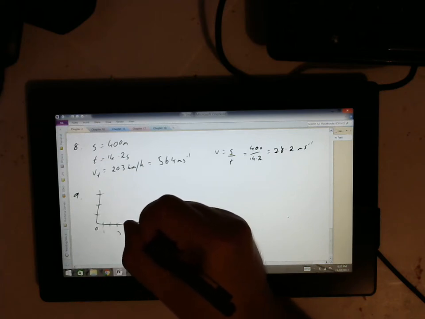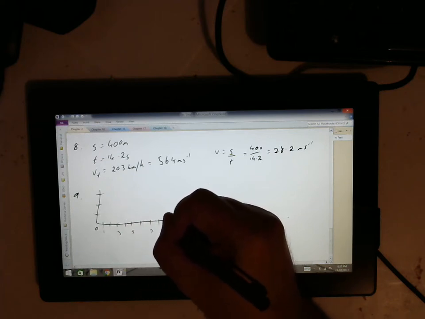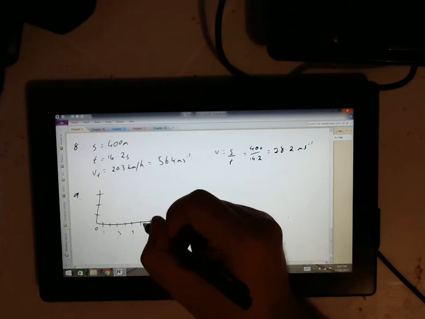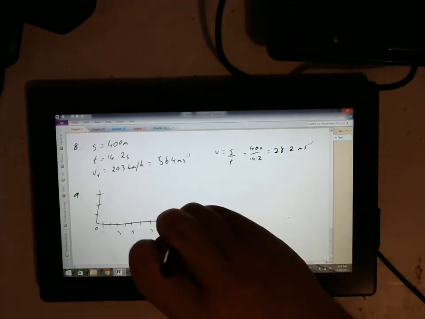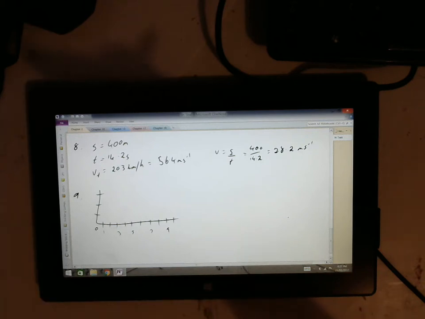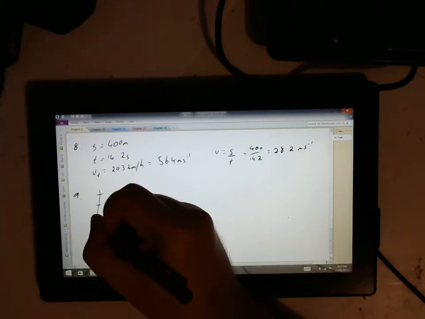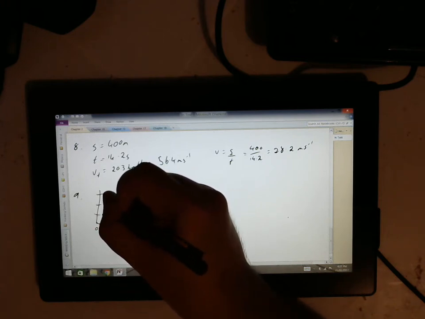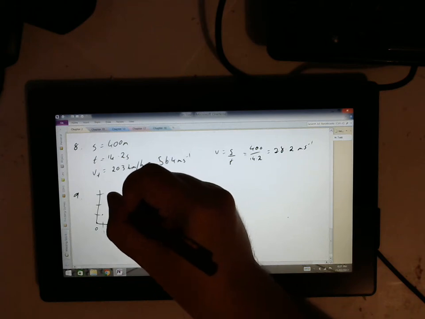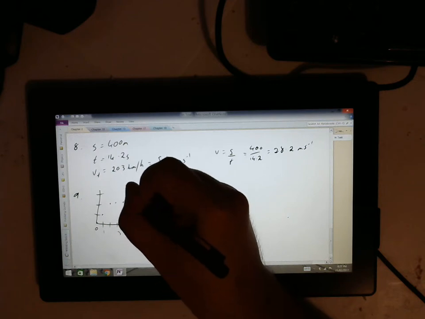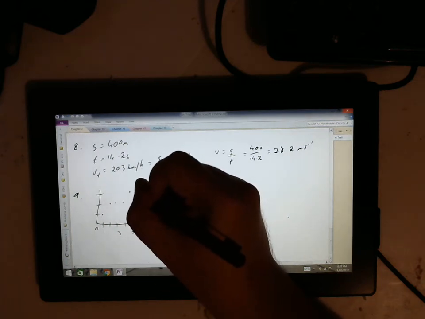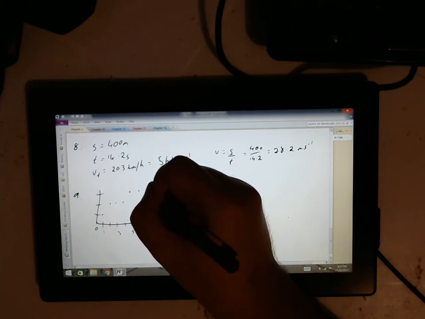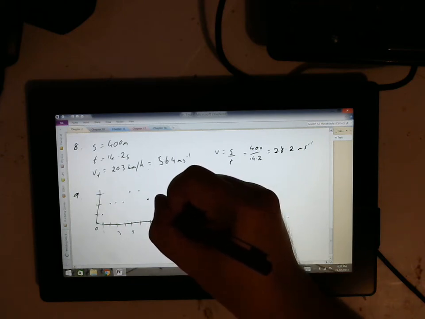1, 3, 5, 7, 1, 2, 3, 4, 5, 6, 7, 8, 9. No, must have gone too far. Okay, so we've got our graph, at least a crappy graph. I hope you draw better. Let's plot it in. At 0, it was 0. At 1, it was 2. At 2, it was 4. At 3, it was 4. At 4, it was 4. At 5, it was 6. At 6, it was 6. At 7, it was 4. At 8, it was 2. At 9, it was back to 0.